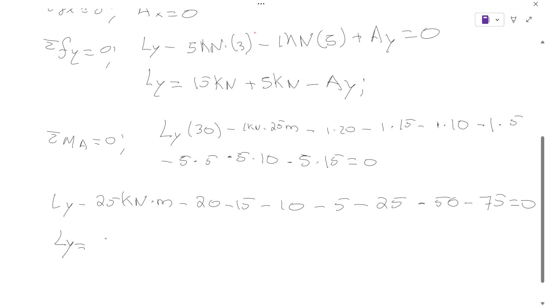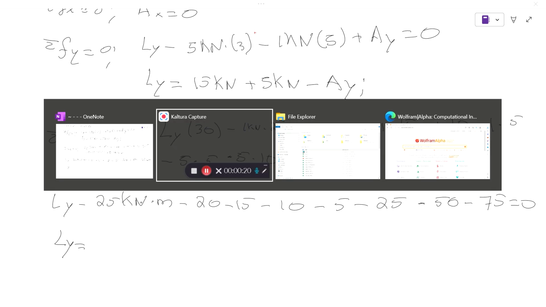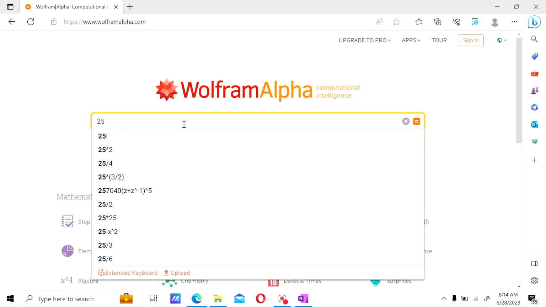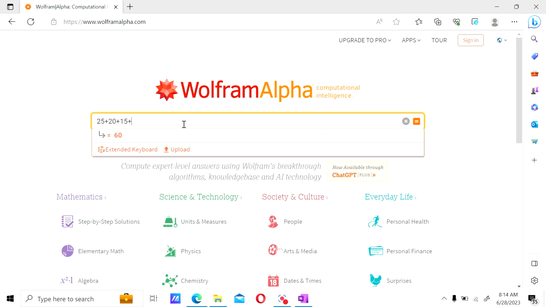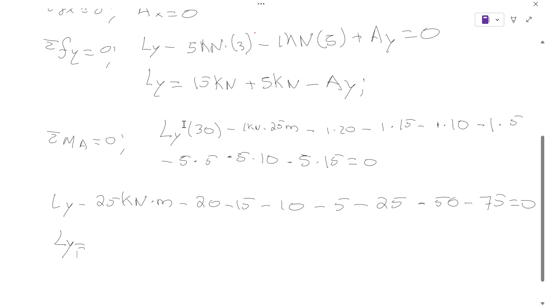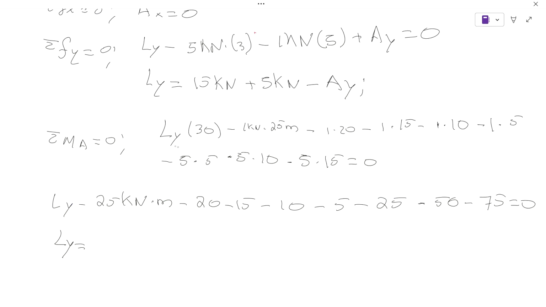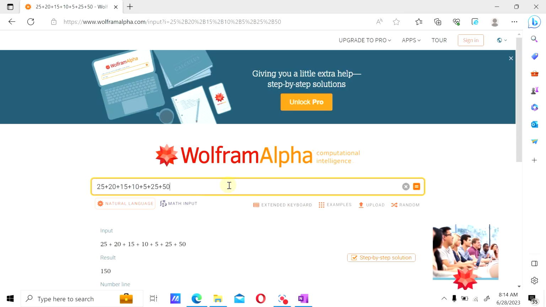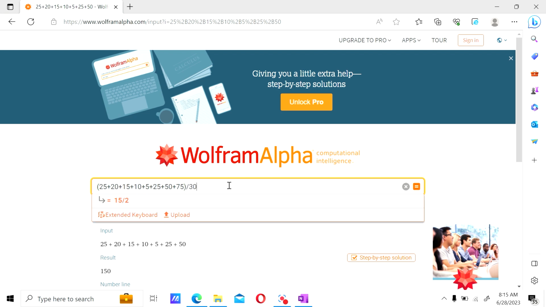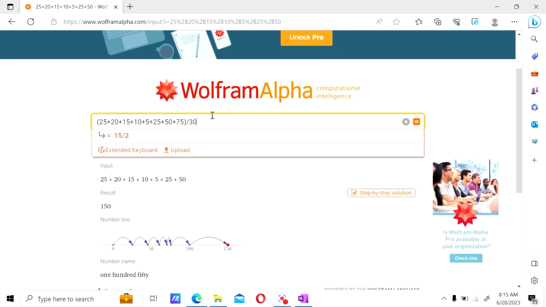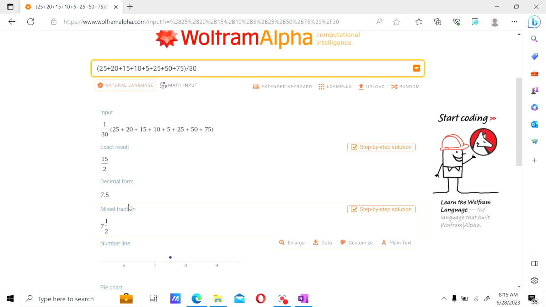Therefore, Ly is equal to 25 plus 20 plus 15 plus 10 plus 5 plus 25 plus 50 plus 75, and all that divided by 30 is 15 divided by 2, which is 7.5, correct? 7.5.